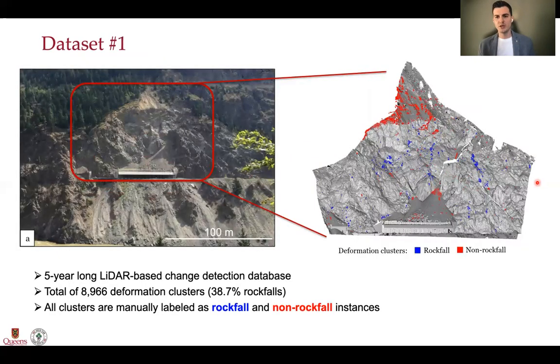For the development of the models that we tested for this specific rockfall detection application, we used two datasets. The first dataset is a 5-year-long LiDAR-based change detection database with a total of almost 9,000 information clusters. 38.7% of those represent rockfall events. All the clusters in the database are manually labeled as rockfall and non-rockfall instances.